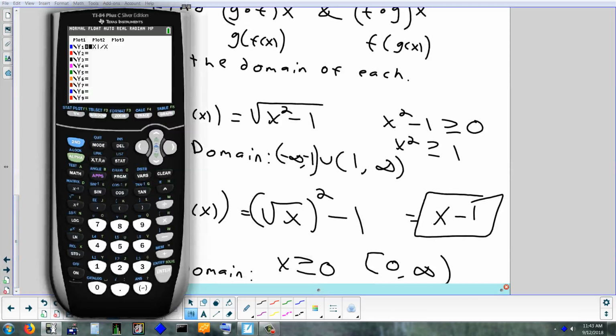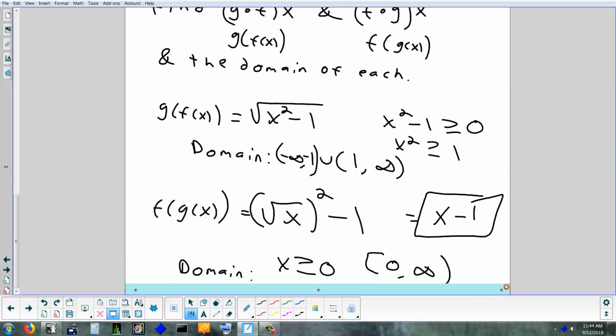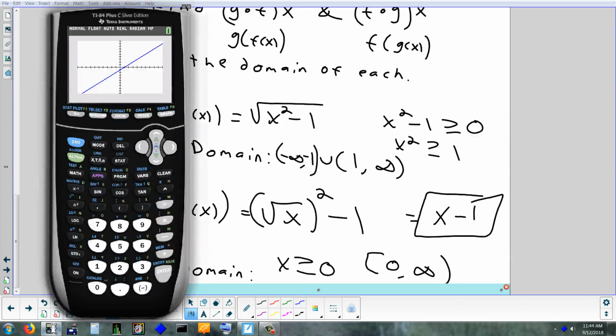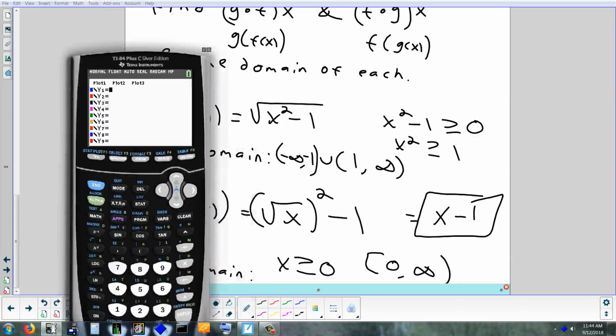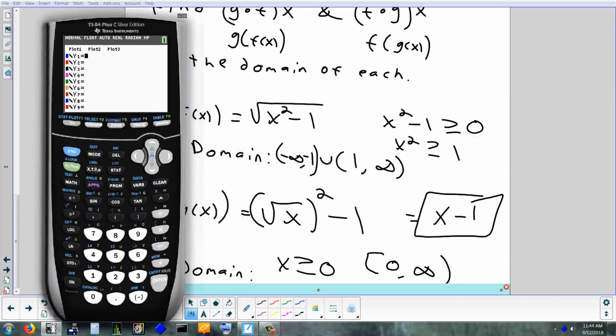If you just type in x minus 1 and hit graph, the calculator will graph it, even in the part that it's not supposed to. That's because the calculator doesn't know originally you had a square root of something squared. If you tell it that, then it will graph it correctly. So let me type it in that way.